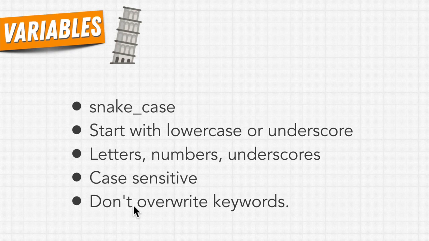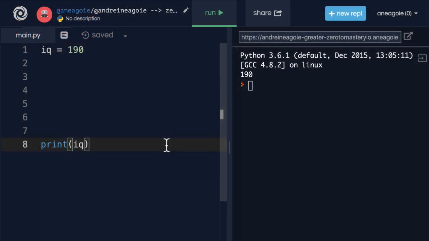Let's go through these with some examples. First, a variable has to be in the form of a snake case. That is, if I want to call this user IQ, I should technically have an underscore here instead of a space, just to make sure that a programmer, maybe I'm working on a team, can read this variable. So that's snake case. You also have to start your variables with either a letter or an underscore.